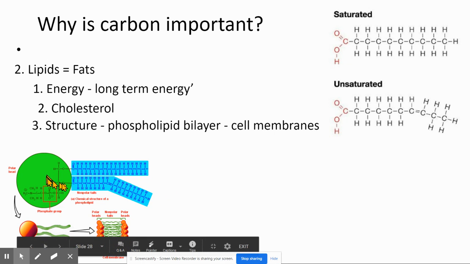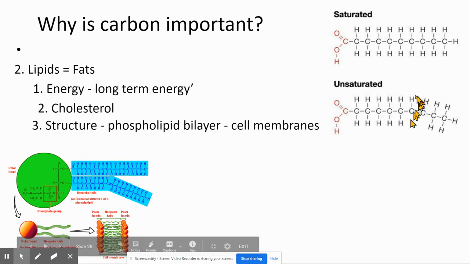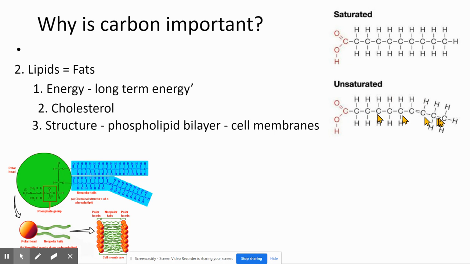This is just a single layer, but this is the phosphate head, and then these are the lipid tails, right? And this one is saturated because it's saturated with hydrogen, so it's straight. And this one is unsaturated because it has a bend.